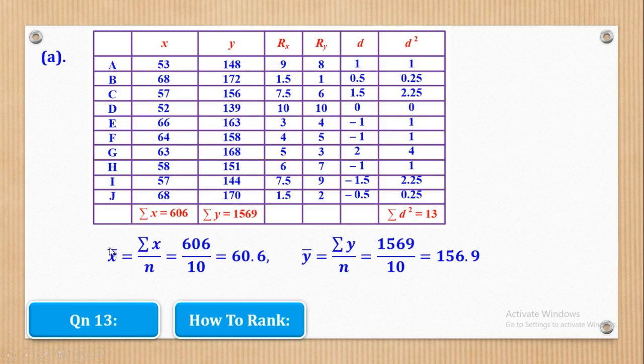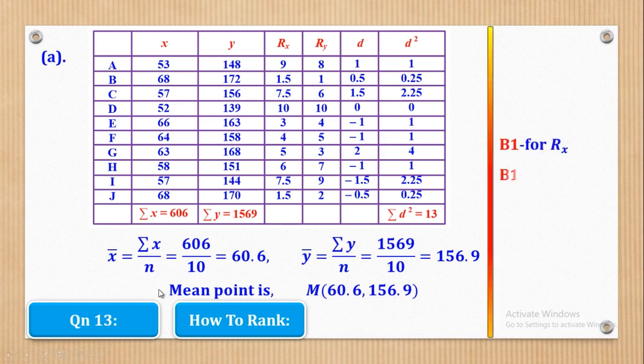Mean point x coordinate for the mean point will be summation of x over the total. Now n will be the number of pairs, which is 1 2 3 4 5 6 7 8 9 10. So we shall say this over 10 to come up with this. Mean for y will be summation of y over that 10 to come up with that. Now the coordinate for the mean point will be 60.6, 156.9.